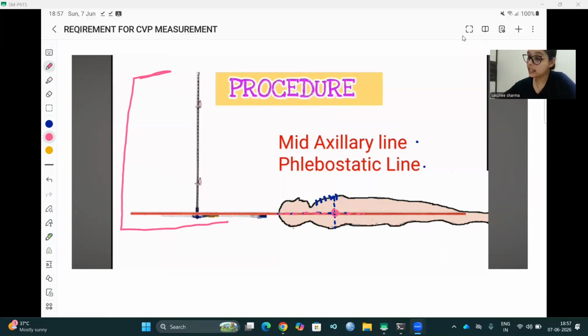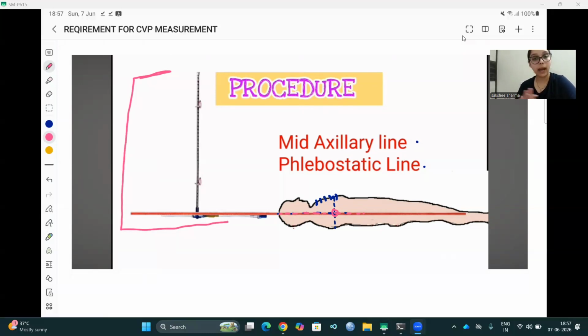Now let's see about the procedure. How the procedure is done, what we all need to do. Okay. So the first thing is measuring the CVP while using a manometer. Okay. So first we have given supine position to the patient.